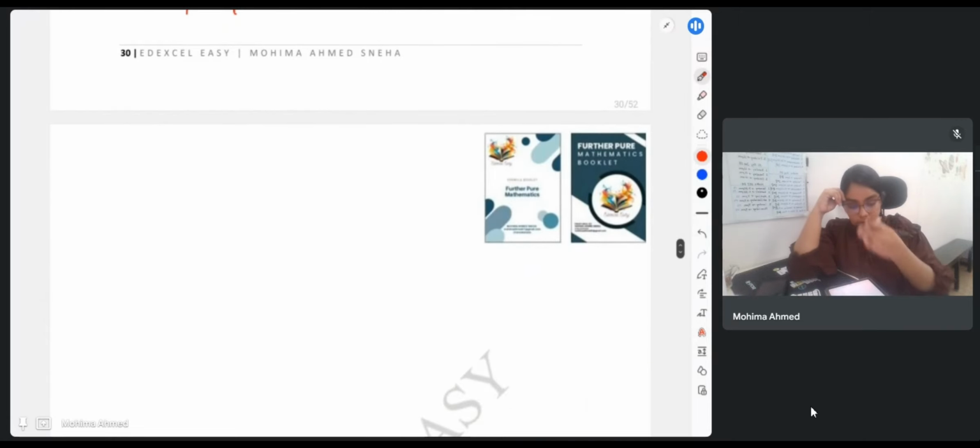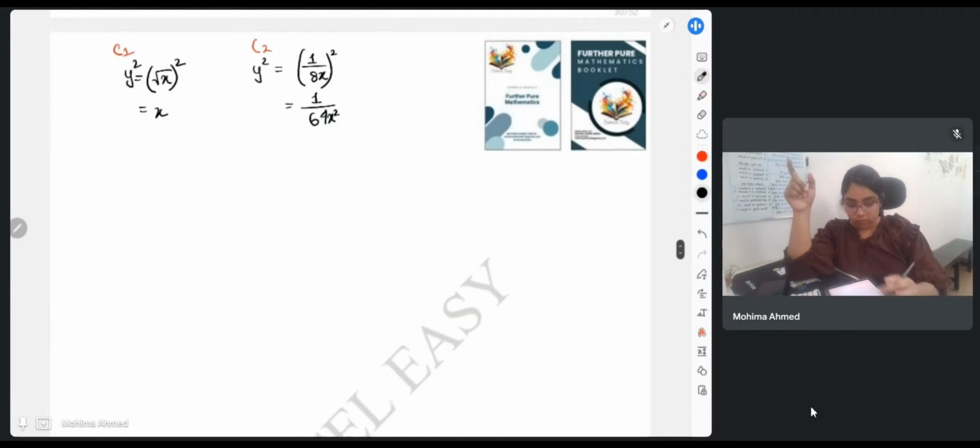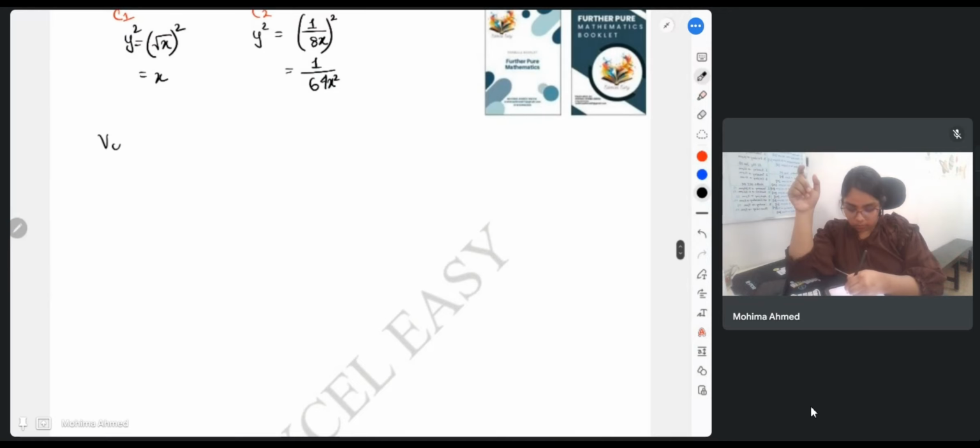We first have to find the equation for the squared part. That is y equals root x. If you square this, it's going to be just x. And over here again, y equals 1 by 8x squared. It's going to be 1 by 64x to the power 4. These are the two y squared equations for the two curves, C1 and C2. This is for C2, this is for C1. And the boundaries were from A to 1 by 4. So it's going to be volume.